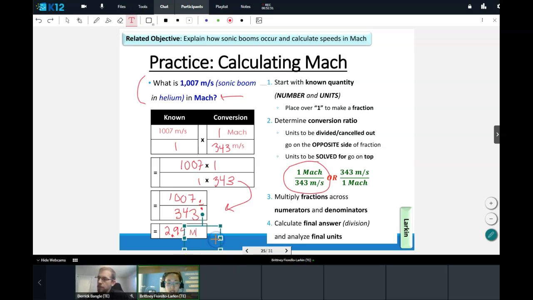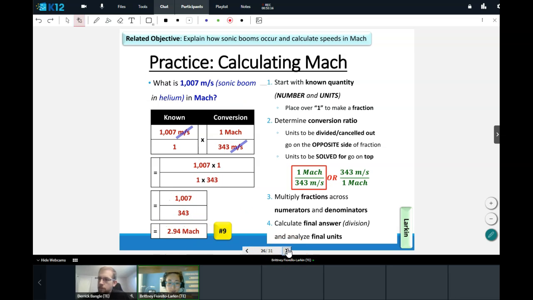The reason that my units here are Mach is because, again, we get rid of anything that's on the top and the bottom. So meters per second is on the top and the bottom. I'm just left with Mach. And tell me in the chat, is that what I was supposed to be solving for? Yes or no? Was I supposed to be solving for Mach? Always go back and check that your answer actually answers your question. Yeah, so 1,007 meters per second is the same as a 2.94 Mach airplane. All right, so that's going to be number 9. First box is 2.94, second box is Mach.